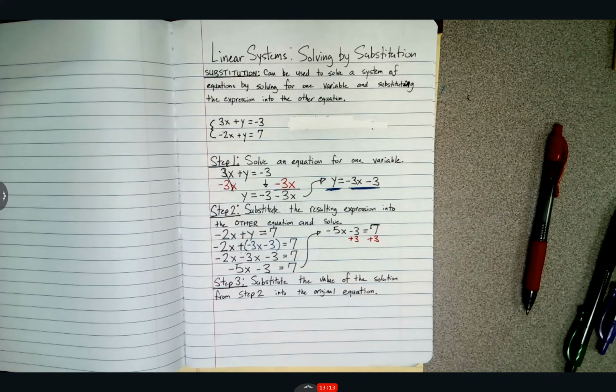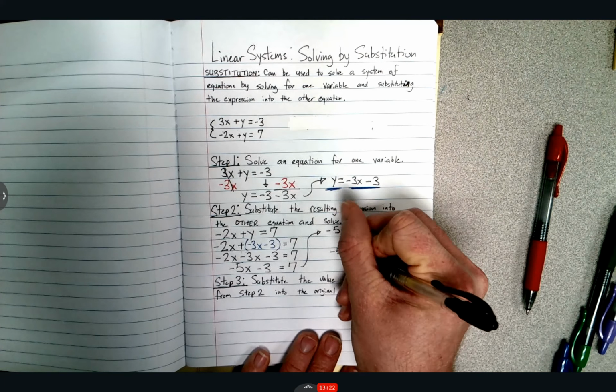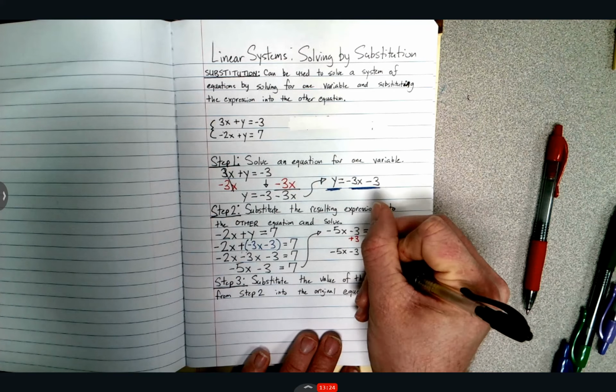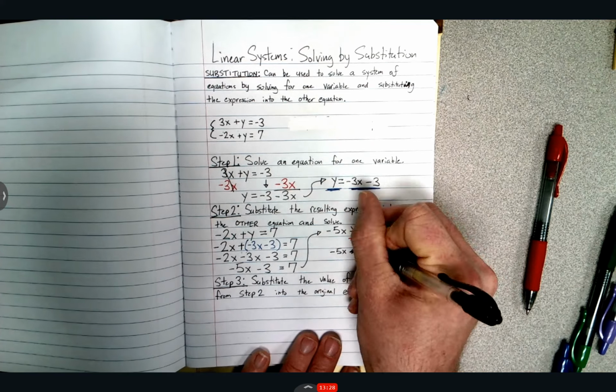Make sure you do the plus 3 under the negative 3 and the other plus 3 under the 7. And you get negative 5x minus 3. Oh, nope, not minus 3. Equals 10, because these canceled out.